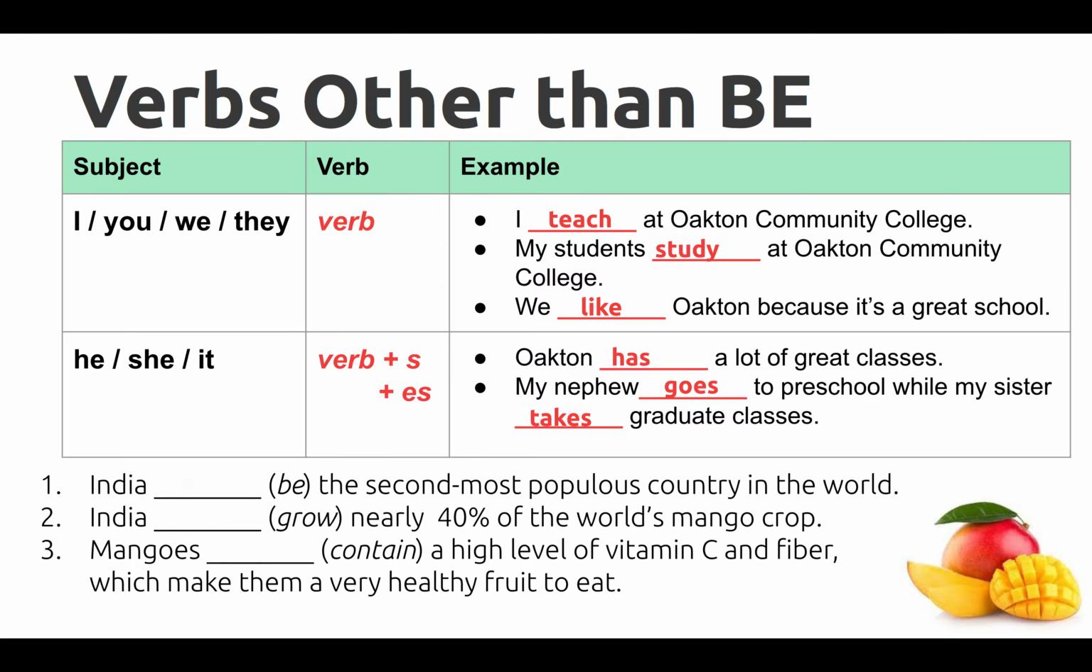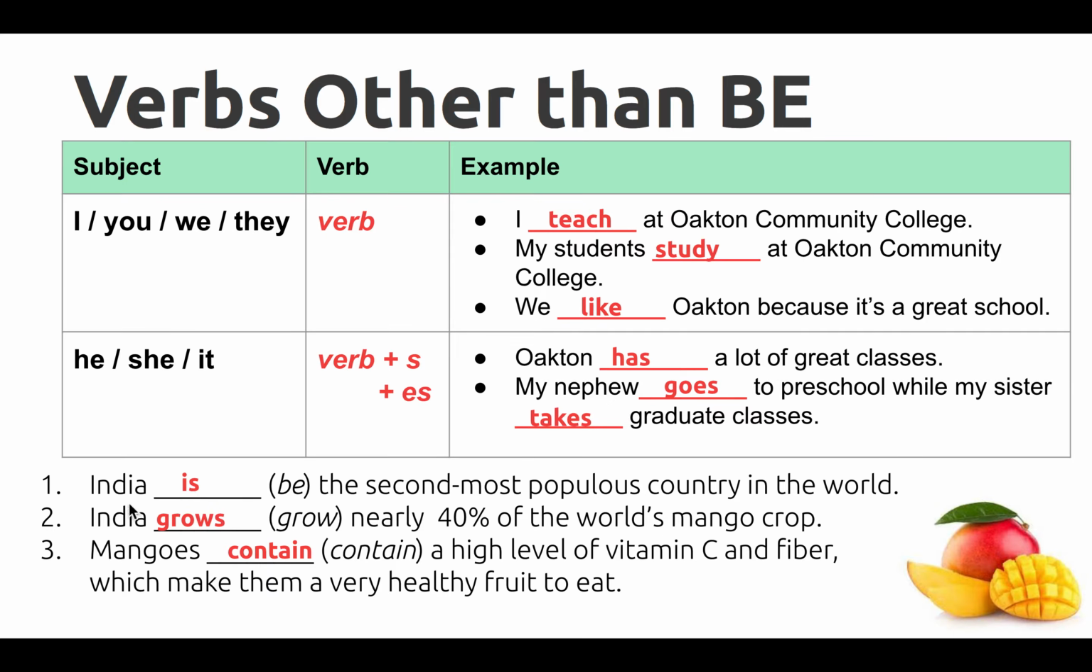Here are the answers. India is the 2nd most populous country in the world. India grows nearly 40% of the world's mango crop. I love mangoes, my favorite fruit. And mangoes contain a high level of vitamin C and fiber, which make them a very healthy fruit to eat.